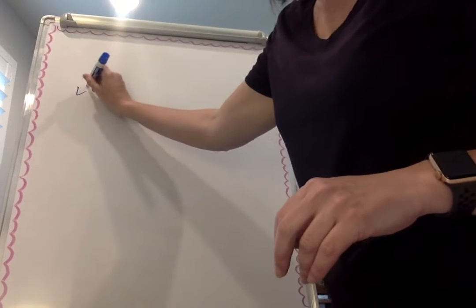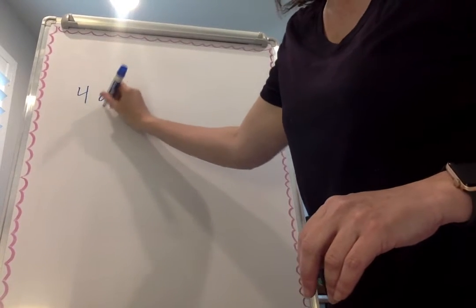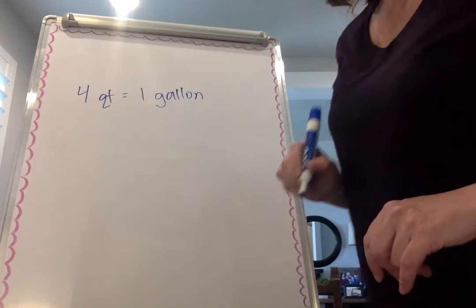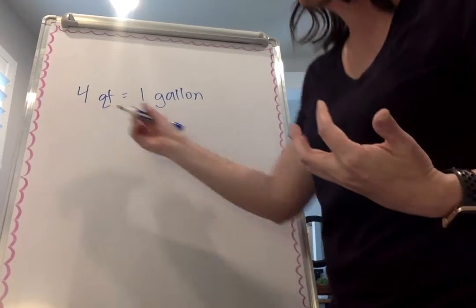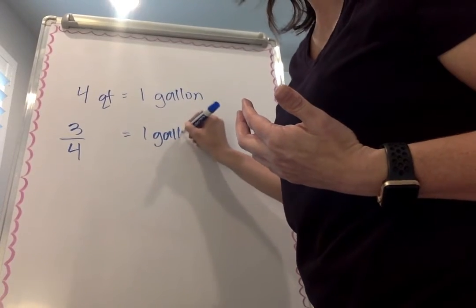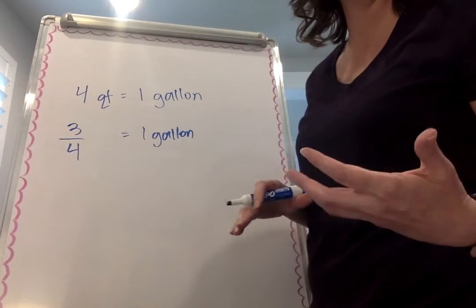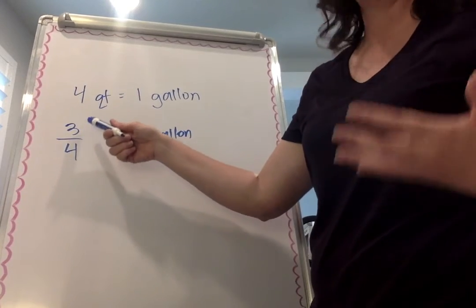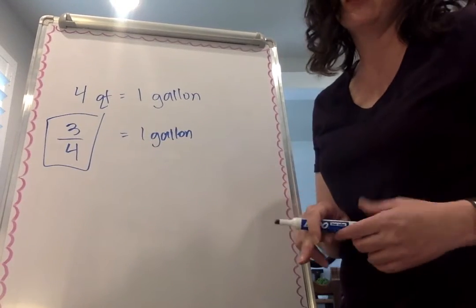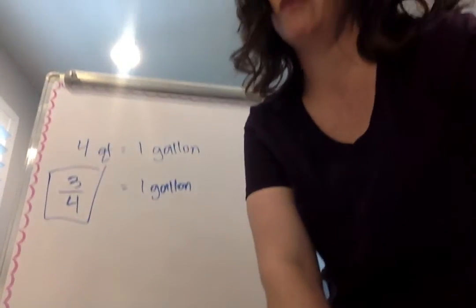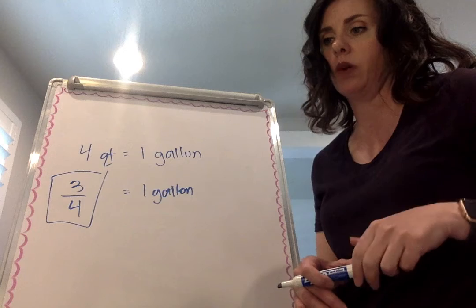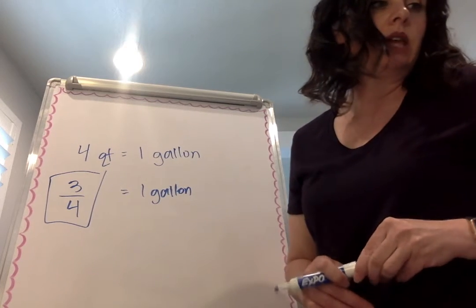Okay. So 4 quarts equals 1 gallon, okay? But I only have 3 out of the 4 to equal 1 gallon. So my fraction, it's telling me that I only have 3 quarts. So if I only have 3, I'm having 3 out of the 4 that I would need. So this is my fraction right here. So for number 1, I want you to write 3/4. That's our fraction. Okay, you still with me? Number 1 is 3/4. Now let's take a look at number 2.